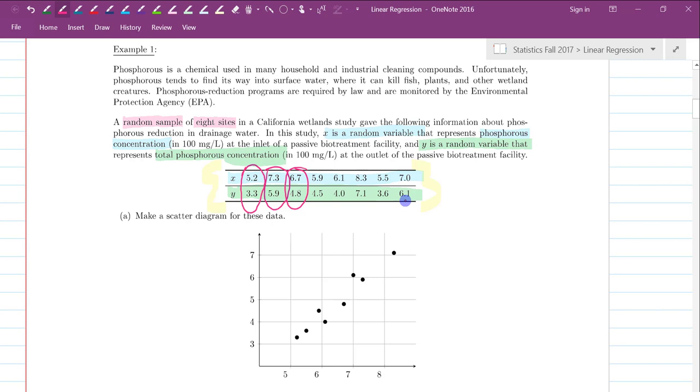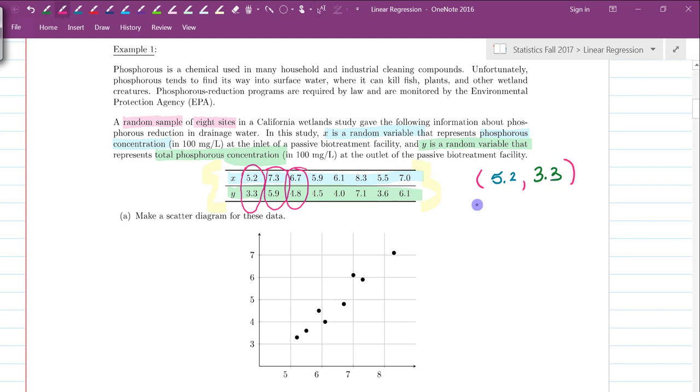What we're saying is when I inputted 5.2, I got out 3.3, okay? And then we say when we input 7.3, we got out 5.9. So this is a function, and we're looking at the relationship between those. And so we would simply write our ordered pairs something like this. We would say the first ordered pair would be 5.2, comma, and then we'll put our dependent in green, 3.3. And that would be an ordered pair that we would plot.